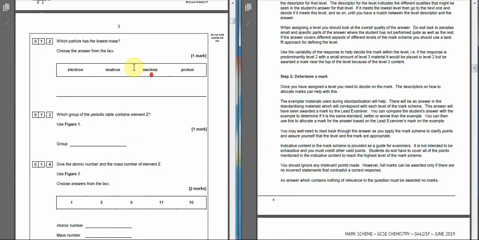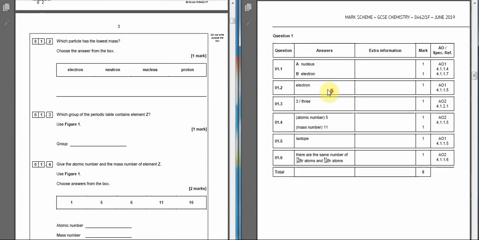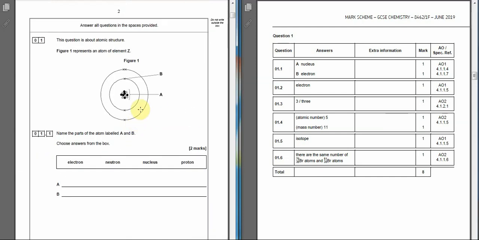The second bit, which particle has the lowest mass? It's an electron because that's got a mass of almost 0. Again, well answered. Use figure 1 to say which group they're in. So we look at figure 1 and we count 1, 2, 3 electrons on the outer shell, which is why we use 3 there for the group it's in.